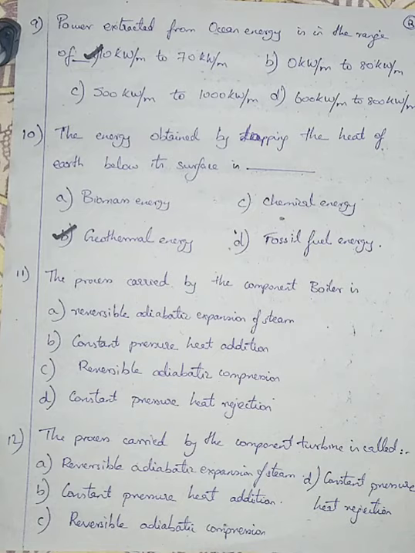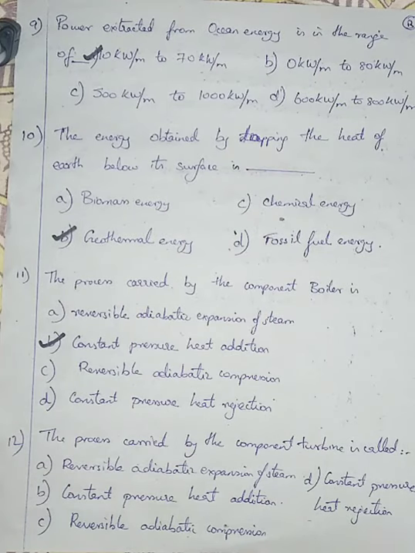In the boiler, the steam does not undergo expansion. So option A is wrong. Option B, there is definitely heat addition in the boiler. We are going to add heat to the contents of the boiler. So option B is right. Option C, there is no compression in the boiler. Option D, heat rejection, there is no heat rejection; there is heat addition in the boiler. So I am going with option B, constant pressure heat addition process.